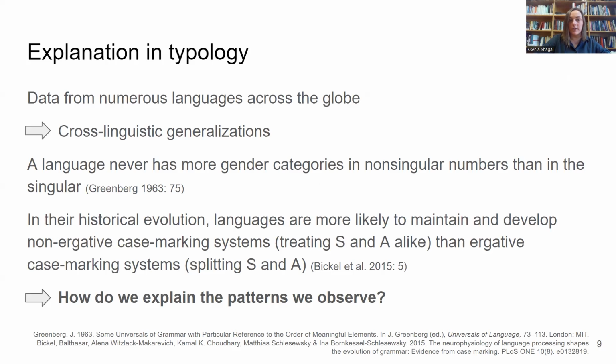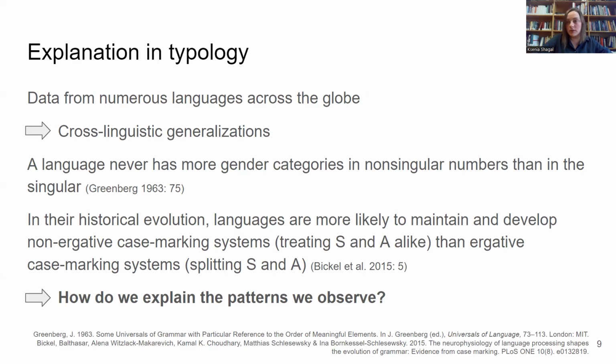Some of them are formulated more in synchronic terms, like Greenberg's universal, for instance, that a language never has more gender categories in non-singular numbers than in the singular. So this is what we saw last time. Or they can be formulated in more historical terms, like the one by Bickel over here. In historical evolution, languages are more likely to maintain and develop non-ergative case marking systems, so the ones that treat S and A, intransitive subjects and transitive subjects, alike, than ergative case marking systems that split S and A, so where intransitive subjects and transitive subjects are marked differently.